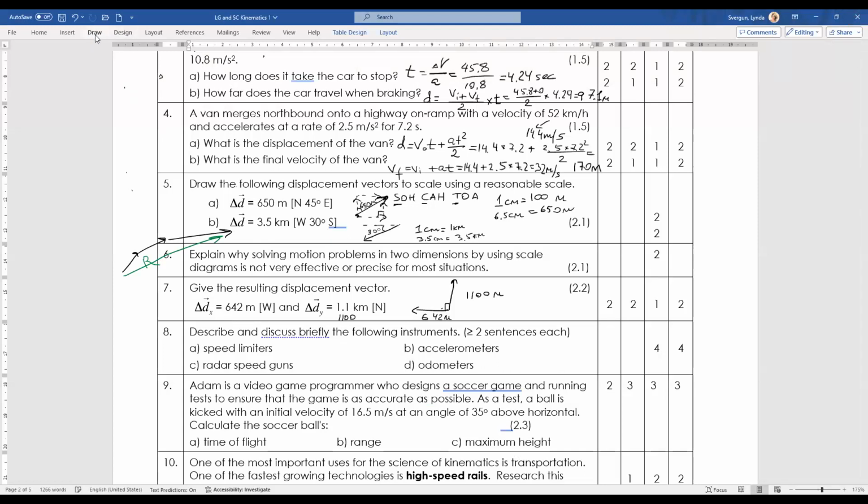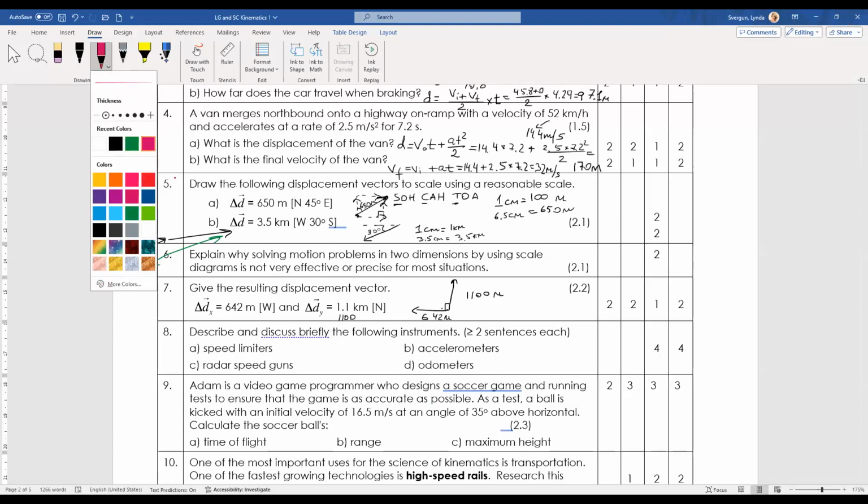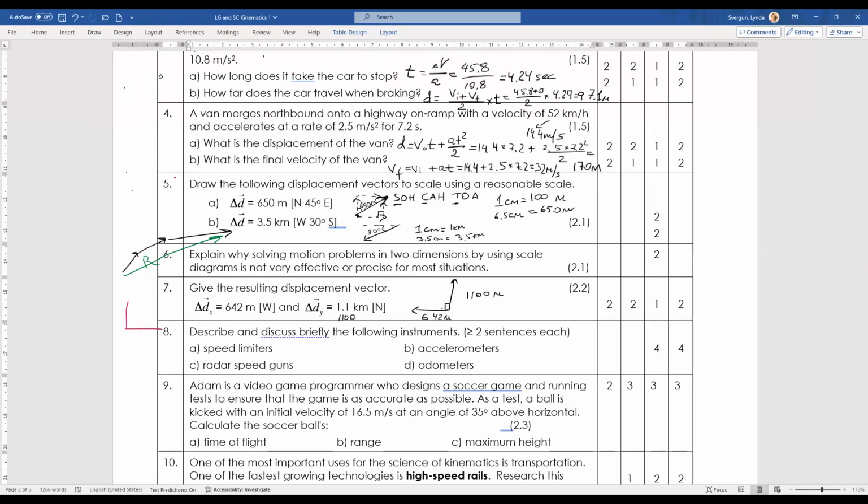But if you have 2 vectors, let's use red color, from the same point, one to the right, one up, it doesn't matter which angle, you can use the parallelogram method to get the resultant.